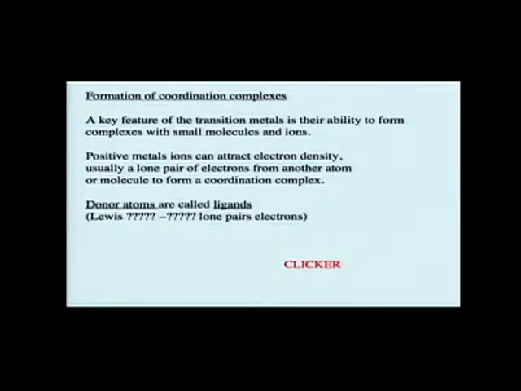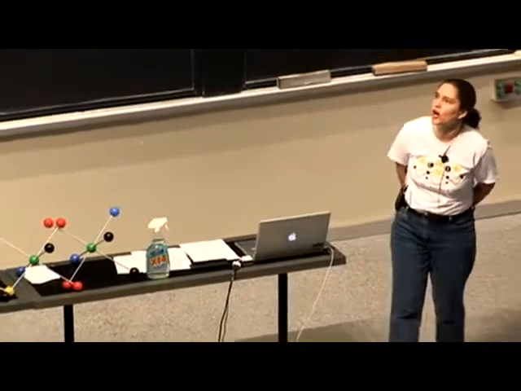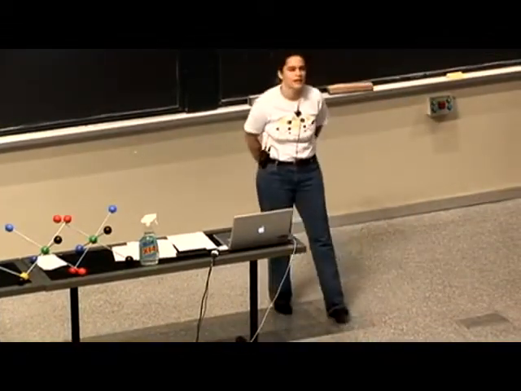So now we're going to review for a minute. You have donor atoms. They're called ligands. And we can think about something that we learned when we talked about acids and bases, our more broad definition. So donor atoms are ligands, and ligands are what? Lewis acids or Lewis bases, and what do they do?